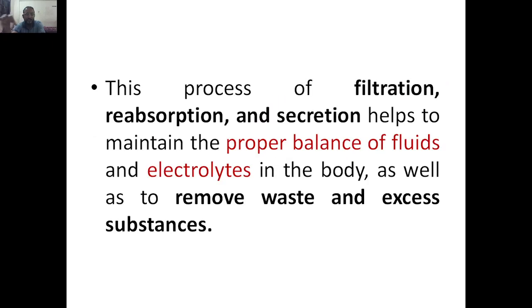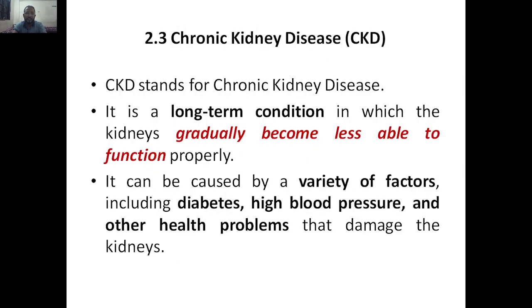In this process, filtration, reabsorption and secretion, all three things are happening, which helps to maintain the proper balance of fluids and electrolytes in the body. So it keeps on happening. The kidneys maintain the balance of fluid and electrolytes in the body, as well as remove the waste and excessive substances. So two things it is doing in parallel: removing the waste and excessive substances, and maintaining the balance of fluids and electrolytes in the body. Okay, so that's it about this.